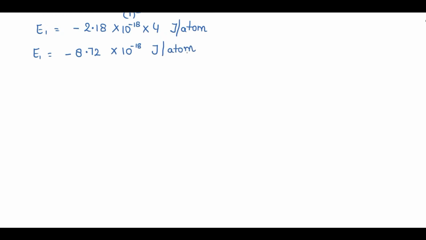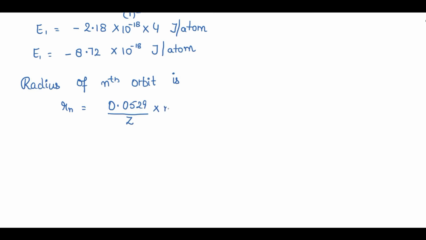So our next target is to find the radius of first orbit, right? So radius of nth orbit is R subscript n equal to 0.0529 divided by Z into n square. So the radius is expressed in nanometer, right? So let's put the value of n over here. Here Z is the atomic number of helium, that is 2, and n is the number of orbit, that is 1, right? So let's put the values.